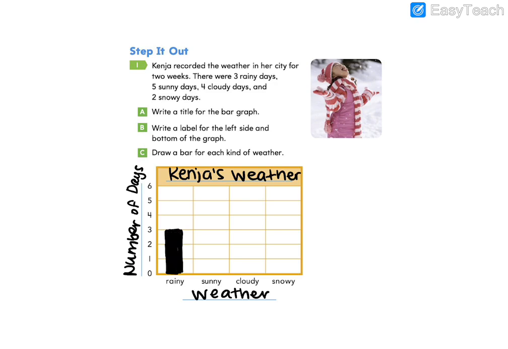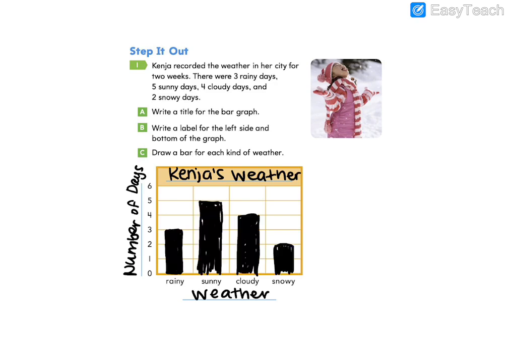Go ahead and complete bar graphs for the other 3 types of weather. Pause the video if you need more time to complete the graph. Your graph should look similar to mine. 5 days were sunny, 4 days were cloudy, and 2 days were snowy.